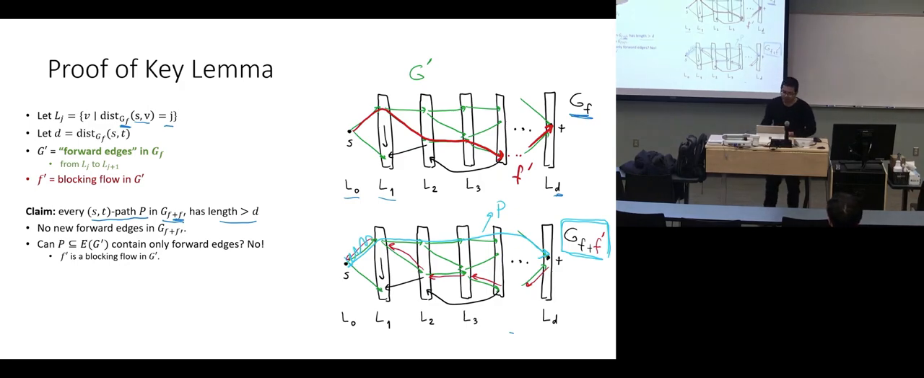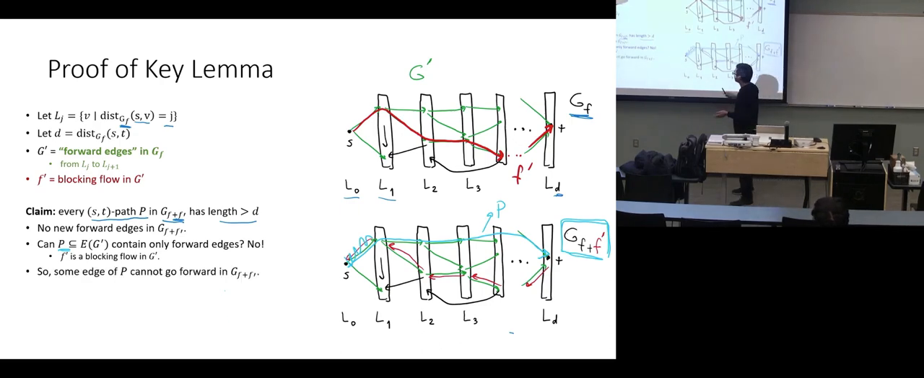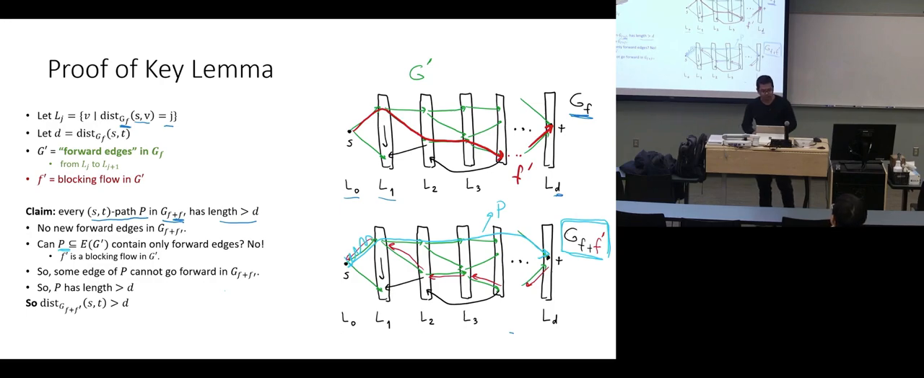Okay. But now we know that it just cannot be the case that the path from S to T contains only forward edges. It means that it must contain some edge that goes backward or stays in the same layer. But whenever you use backward edges or non-forward edges, your distance will always be strictly more than D. So you have that the length of P is strictly more than D, and you are done. The distance has now strictly increased. Okay, good. This is maybe the most tricky thing, but I hope you got it.